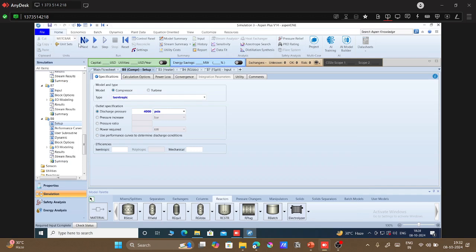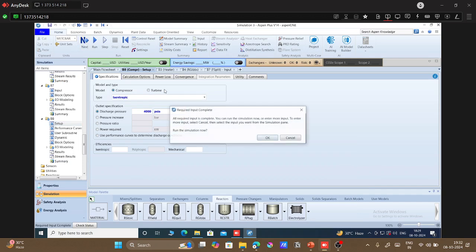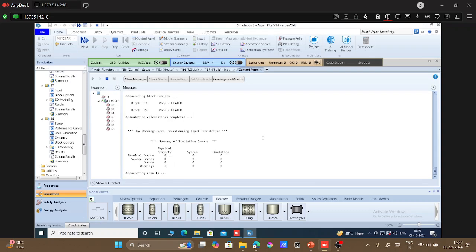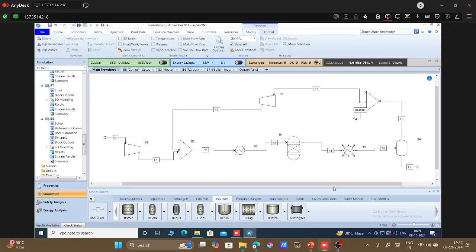So now let's run the simulation and observe what values are coming. No warnings were issued and our simulation is complete. So we can directly look at the output of the flash drum, which is our main target. First, let's look at the reaction part, then we will move ahead.